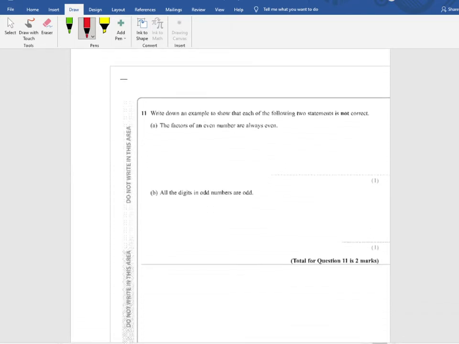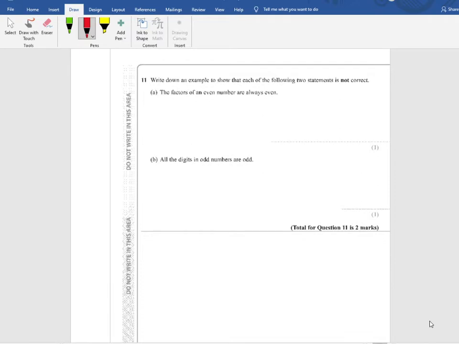I don't know. Write down examples to show each of the following 2 statements is not correct. The factors of an even number are always even. So factors of 12 are 1, 12, 2 times 6 and 3 times 4. So that one's an odd number.